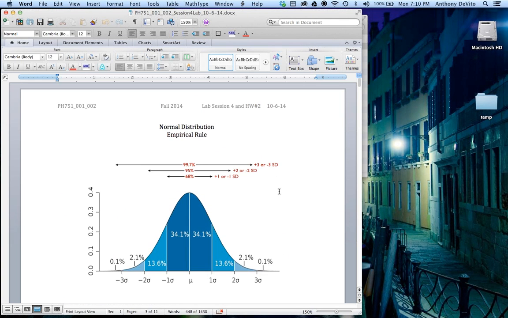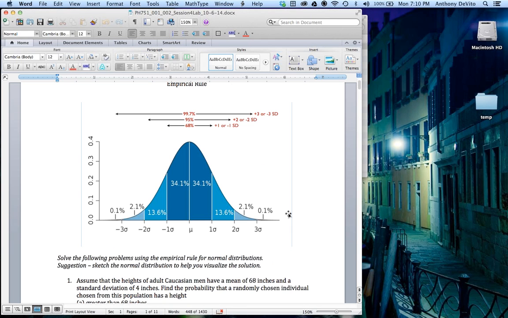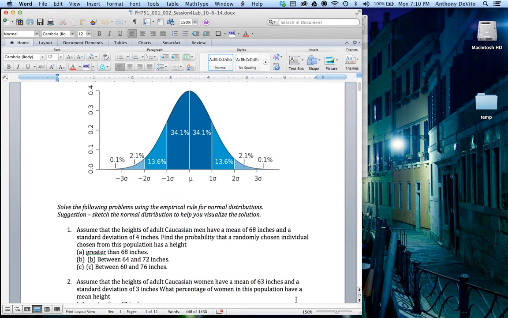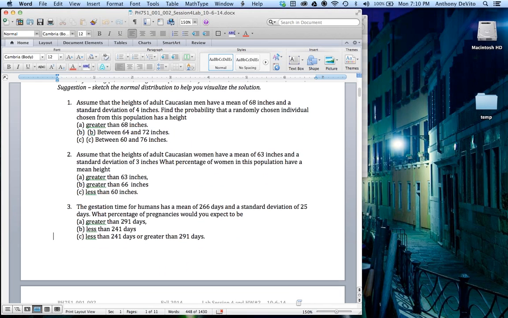Okay, so we're also going to use it. There's another place we can go for this table if we don't have the table physically handy, and that is Excel. Excel has this function or table built right into it. We're going to take a look at how to determine that. So let's start off with the empirical formula. Okay, so I'm going to assume that the heights of adult Caucasian men have a mean of 68 inches and a standard deviation of 4 inches. Find the probability that a randomly chosen individual has a height greater than 68 inches.